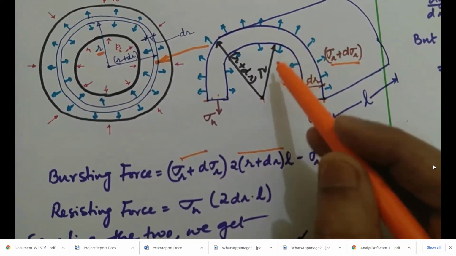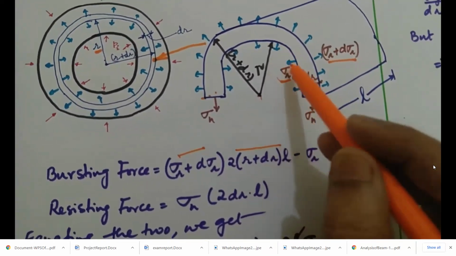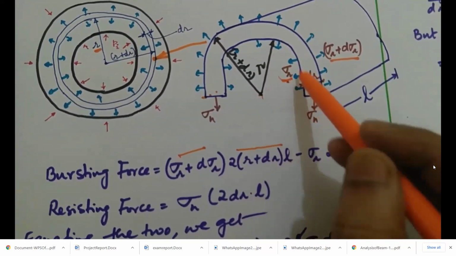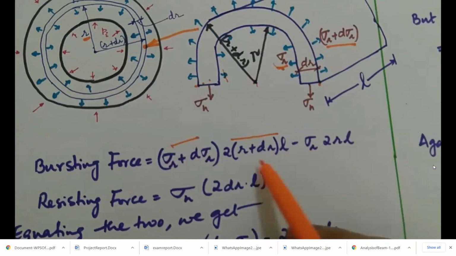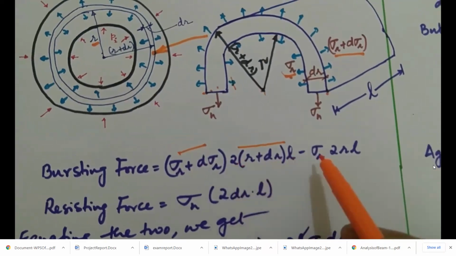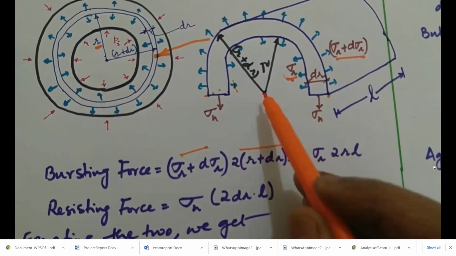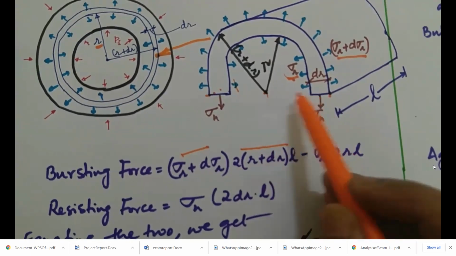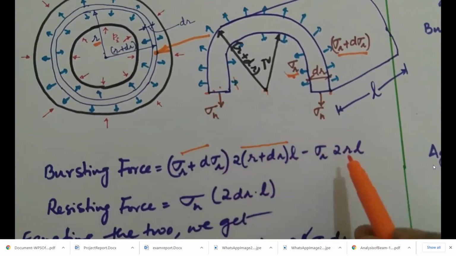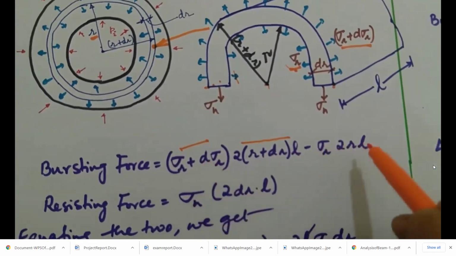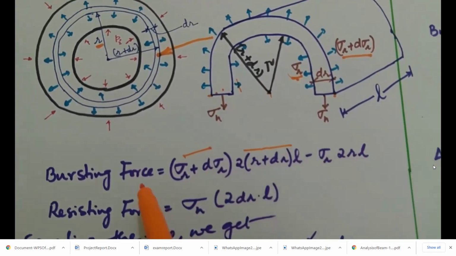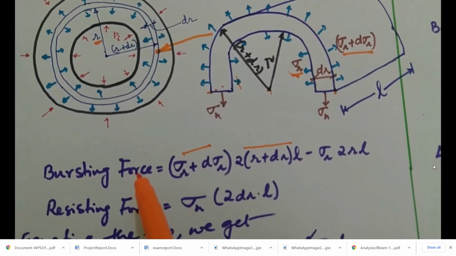Then there's also the inward stress. Now what is the magnitude of stress here? Sigma r. What is the projected area of this inner curve? It is sigma r into this radial distance, which is r. So that's r and r, 2r into the length L. The difference of these two forces is what is called the bursting force.